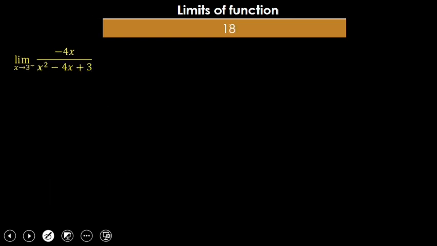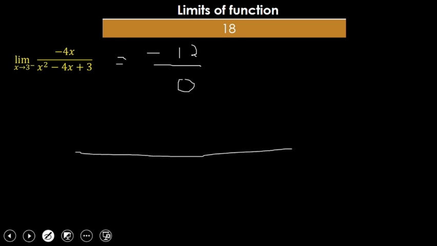Moving to the next question, that is the limit as x tends to 3 minus of minus 4x all over x squared minus 4x plus 3. That is question number 18. If you substitute directly, we are going to have minus 12 all over 0. Solving this, we are going to plot on the number line. Use the second degree polynomial. We are going to have 1 and 3 as the roots. At this point it is 0, at this point it is also 0.